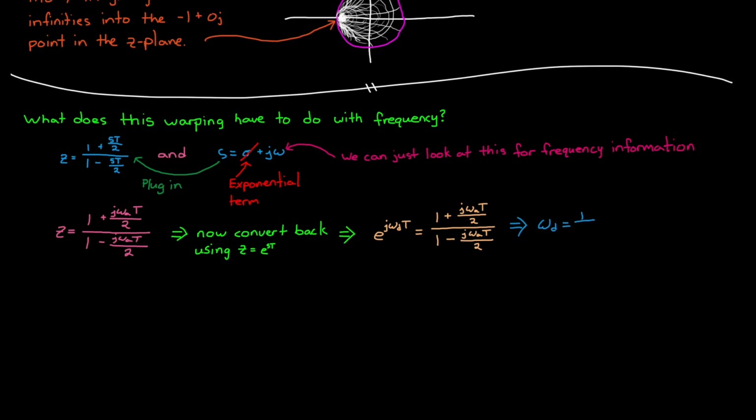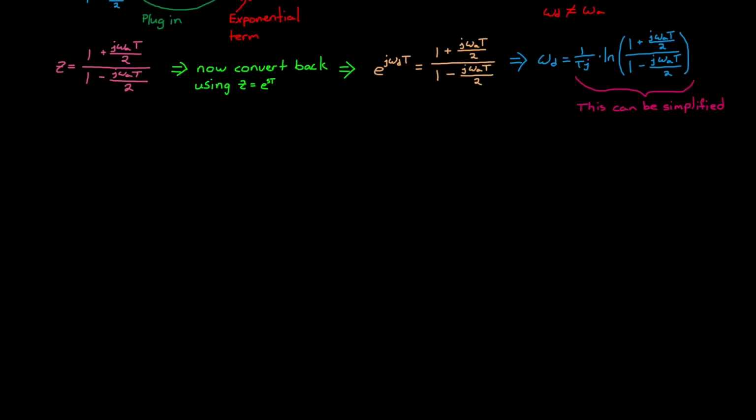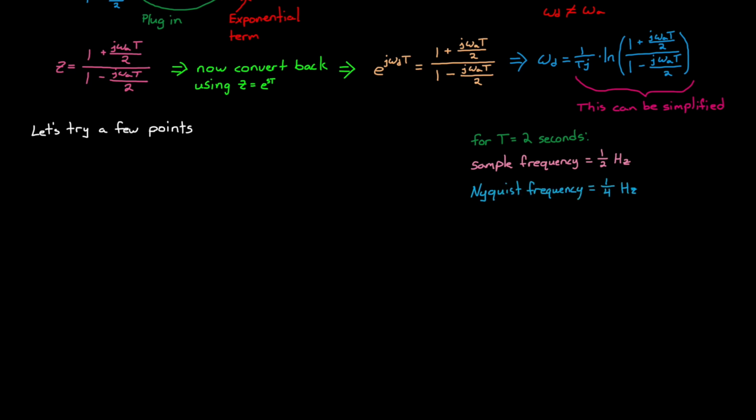Now we can just solve for omega d as a function of omega a, and you can tell from this equation that omega d does not equal omega a. We've moved the frequency by using the bilinear transform. We can simplify this equation, but for now, let's try a few points with this unsimplified equation and see how the frequencies move. But before we do that, let's recognize that for a sample time of 2 seconds, or a sample frequency of 1/2 hertz, the Nyquist frequency is 1/4 hertz, or half the sample frequency. This puts the Nyquist frequency at pi/2 radians per second, and we're going to use this shortly.